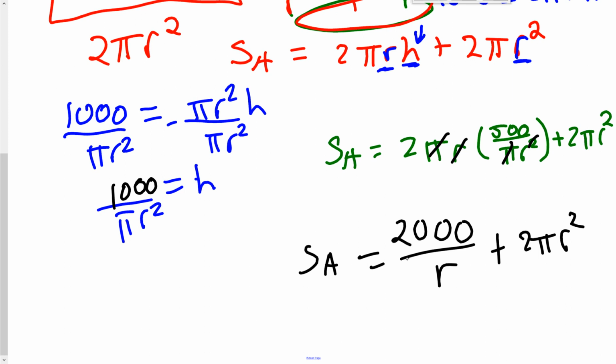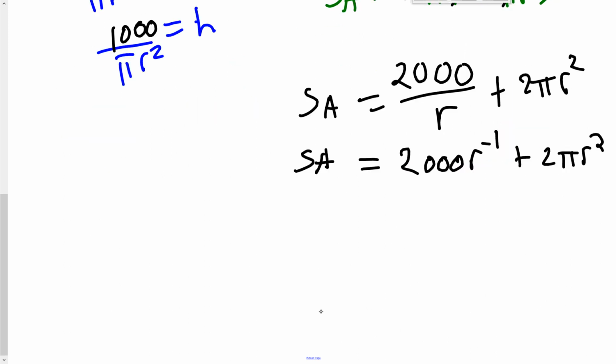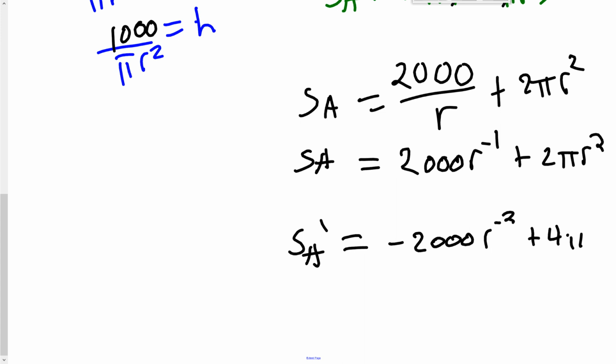Okay, so now I want to rewrite this with exponents, as everything in the numerator, so then I can differentiate this more easily. So now we want to take the derivative. Because we want to minimize, that means we're going to take the derivative and set it equal to 0. So that would be negative 2,000 r to the negative 2 plus 4 pi r. We're going to set that equal to 0.